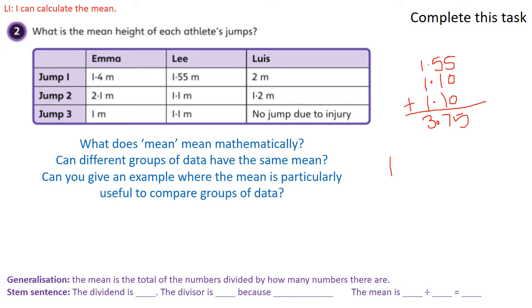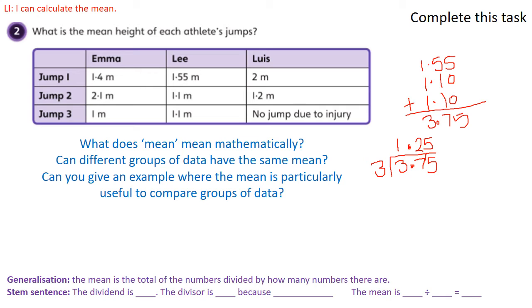So the dividend is 3.75. The divisor is still 3. So again, I'm going to do a little short division here. My divisor is 3. Again, when we're dividing, we just line our decimal point up. So I'm going to put it in there to start off with. So how many lots of 3 can I get from 3? So that is 1 with no remainder. How many lots of 3 can I get from 7? So 3, 6, that's 2. And I've got a remainder of 1. How many lots of 3 can I get from 15? That's 5. So the dividend is 3.75. The divisor is 3 because there are 3 jumps. The mean is 3.75 divided by 3, which equals 1.25.